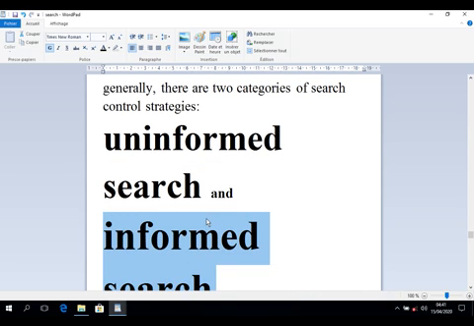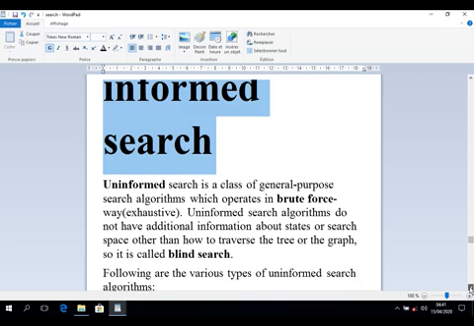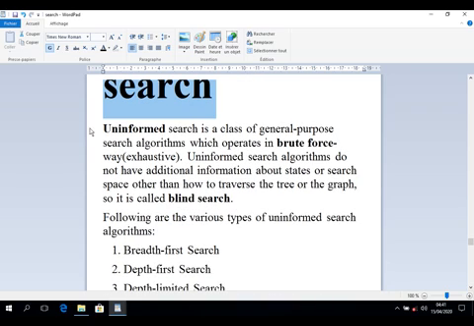Now we move to the search control strategies. The search is a process of exploring a tree or graph either in its entirety or until the goal node is found. The search starts at a given node and expands its neighboring node using a specific control strategy. The control strategy gives the order in which the nodes expand.